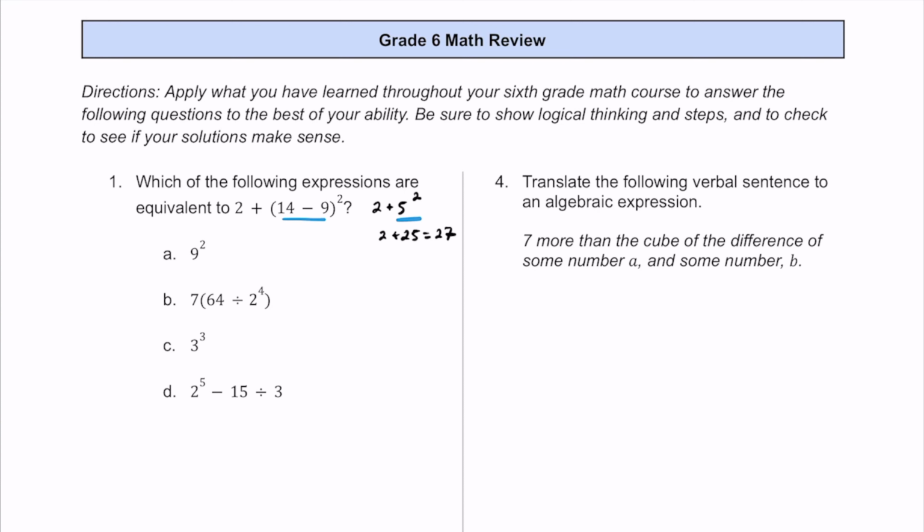If we look at A over here, we have 9 squared. 9 squared is equal to 81. So that's not going to be what we're looking for. Let's go ahead and X that out. That's not one of our equivalent expressions here.